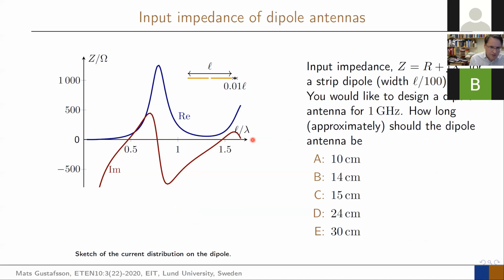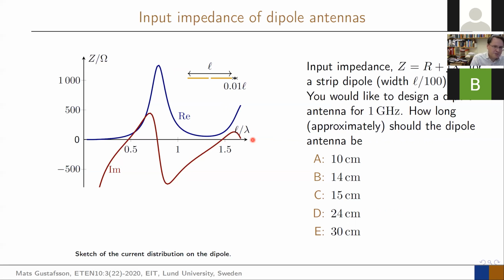So the question here is now, if you have an antenna, you would like to have an antenna for 1 gigahertz, how long should the dipole antenna be? Should it be 10 centimeters, 14 centimeters, 15 centimeters, 24 centimeters, or 30 centimeters?